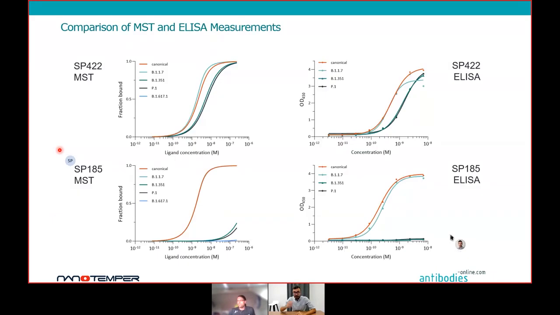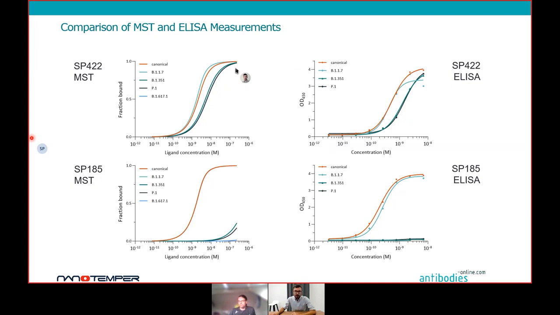Speaking about ELISA, what was very nice in the end was that we could also compare our results from MST with ELISA, because Antibodies Online also performed some experiments with 2 of these antibodies, the SP422 and the SP185. As you can see from this picture, we have MST in the left column, ELISA on the right. We get kind of the same picture, so we can see the same things happening.